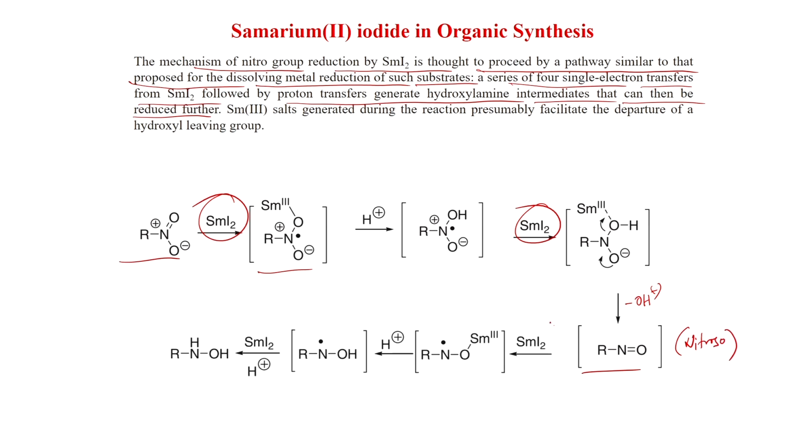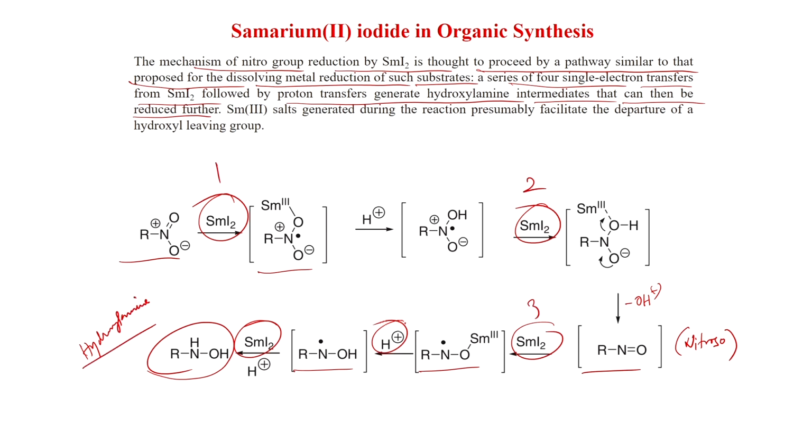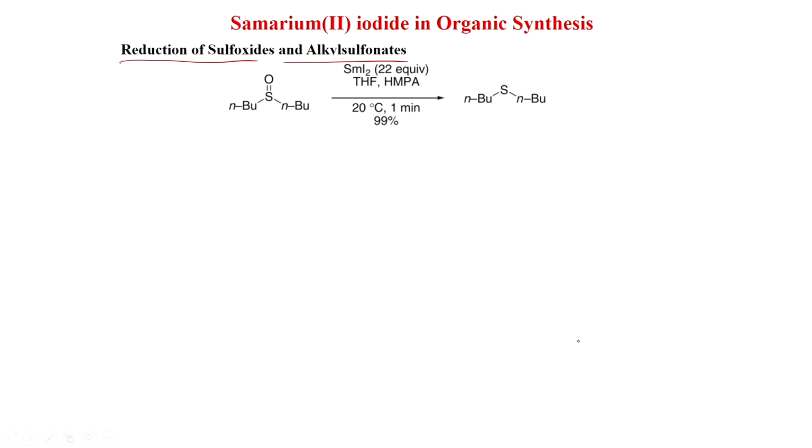And another equivalent samarium iodide, here then you get radical O minus, and this O minus is quenched by H plus, and this radical gets negative again, another equivalent of samarium iodide. After proton source you get this. This is the hydroxylamine. So, with 4 equivalent, this is 1, 2, 3, 4, with 4 equivalent you get the hydroxylamine. Now, we will see reduction of sulfoxides and alkene sulfonates.